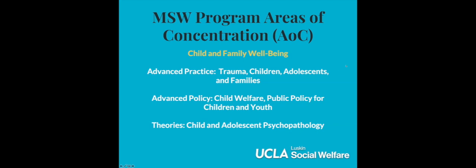Our program is broken down into areas of concentration, or AOC, as we refer to them. Our first area of concentration is child and family well-being. I've listed a couple of the different kinds of courses. Advanced practice coursework would include trauma, children, adolescents, and families. Advanced policy includes child welfare and public policy for children and youth. Theories include child and adolescent psychopathology. This is a very common path for many people. If you want to work with foster youth, for example, that would be encompassed in child and family well-being as well.